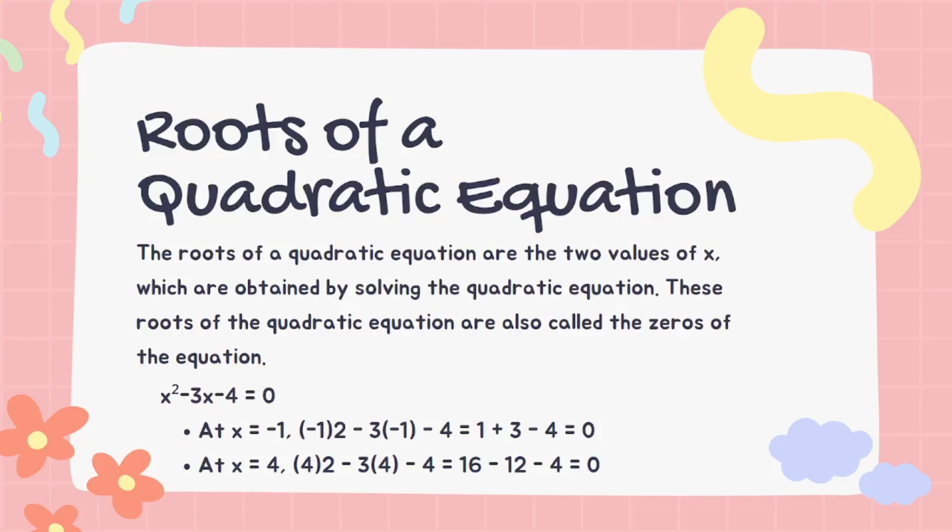When the value of x is minus 1, it means minus 1 squared minus 3 times minus 1 minus 4 equals 1 plus 3 minus 4 equals 0. When the value of x is 4, it means 4 squared minus 3 times 4 minus 4 equals 16 minus 12 minus 4 equals 0.